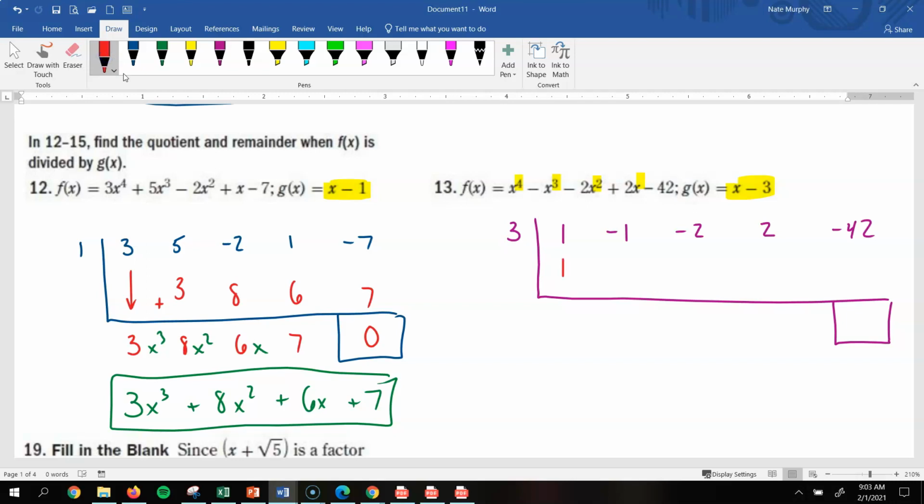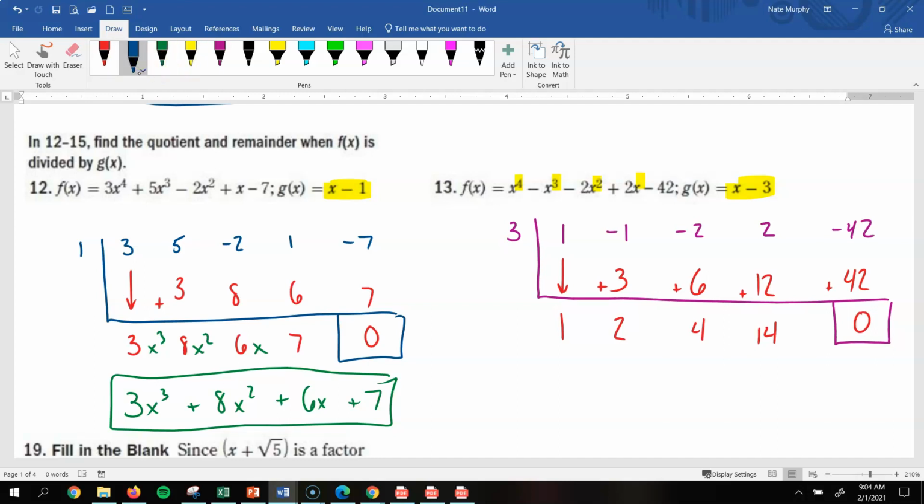Okay, so bring down the 1. 3 times 1 is 3. Then we add those together. -1 plus 3 is 2. 3 times 2 is 6. -2 plus 6 is 4. 3 times 4 is 12. And 12 plus 2 is 14. 3 times 14 is 42. And 42 plus -42 would be 0. So this one does not have a remainder either.